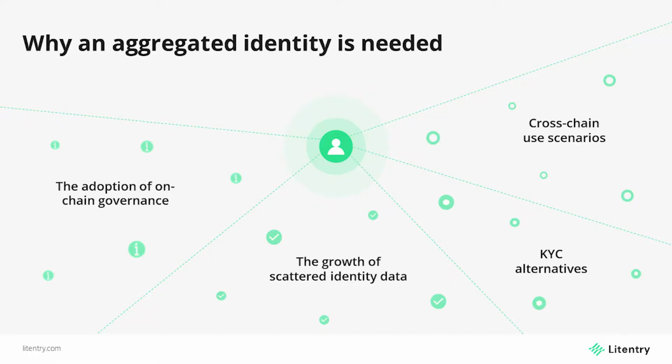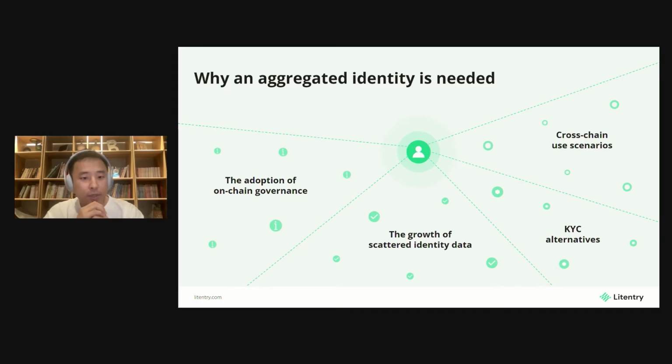Let's take a look at the current blockchain industry and see why we raised the idea of aggregated identity. Firstly, Polkadot and Kusama have made great practice of using on-chain governance, for example, runtime upgrades and treasury handling. But in on-chain governance, we need more identity information about governance participants, for transparency and interaction.